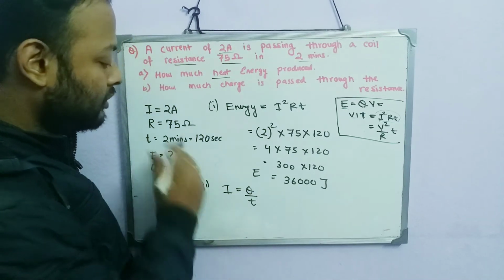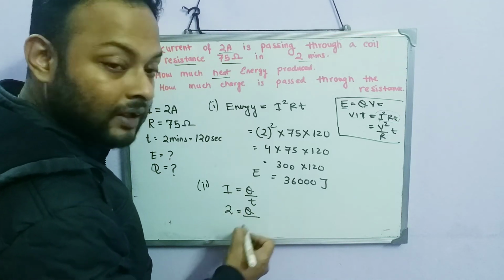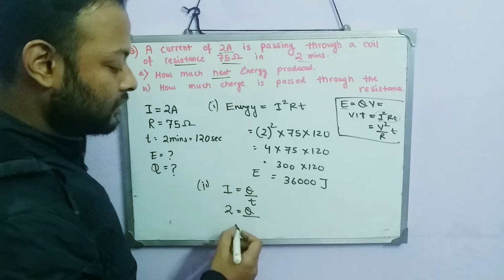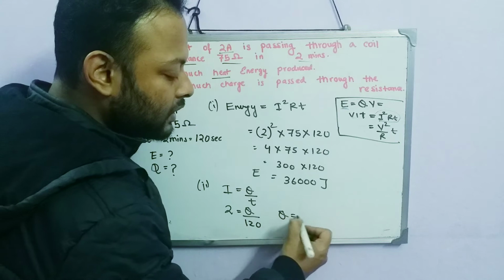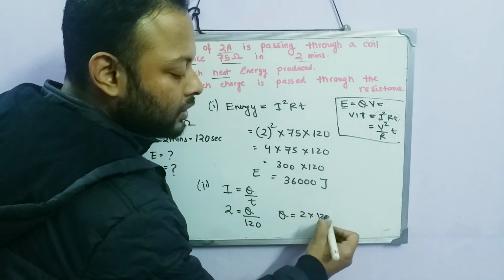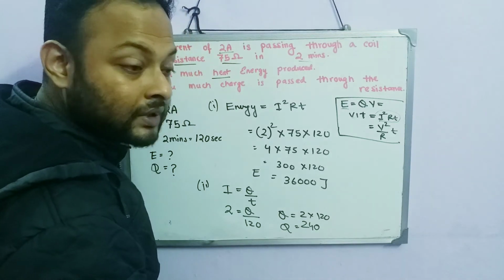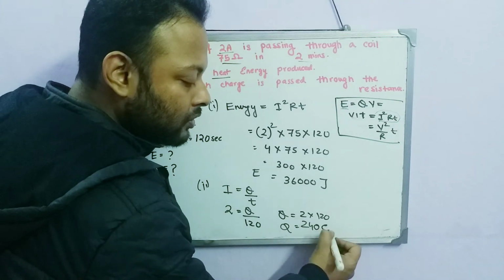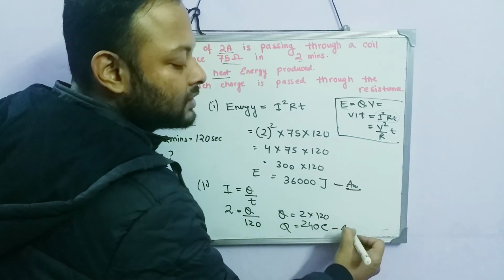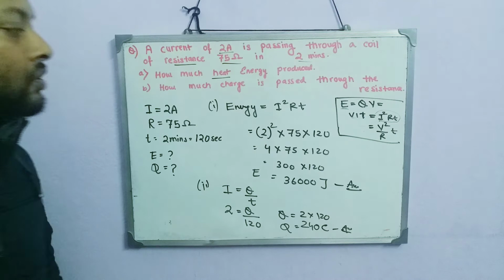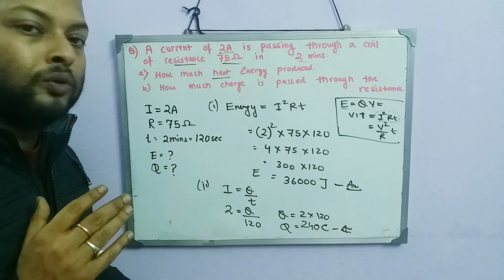Current is given, 2 ampere. Charge is not given; I have to find that. And time is given: 120. So if I multiply, Q is equal to 2 into 120. So ultimately Q becomes 240. And what is the unit of charge? Coulomb. So this is one answer and this is the second answer. Okay, so I hope you understood this sum. Now let's do one more sum related to this concept.